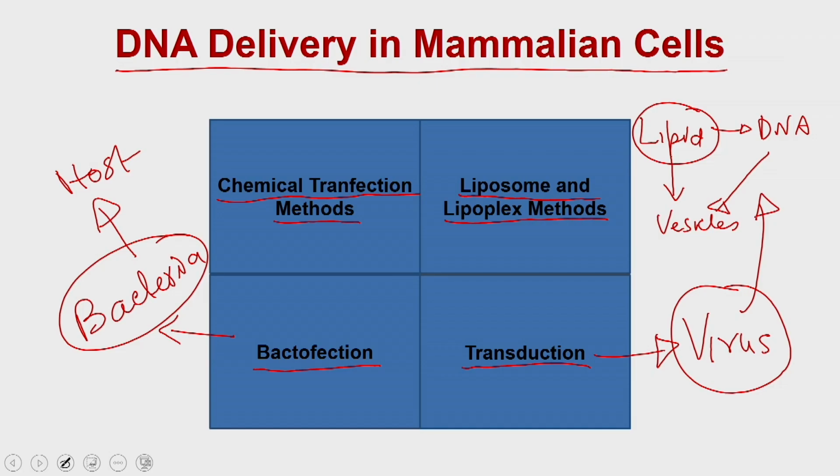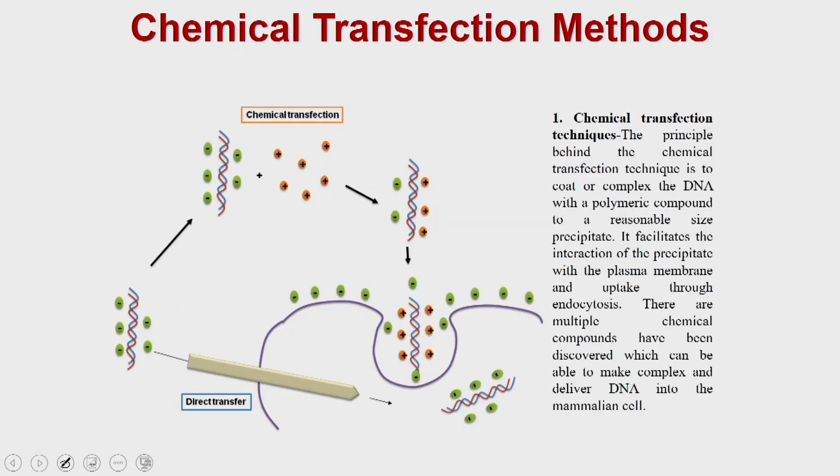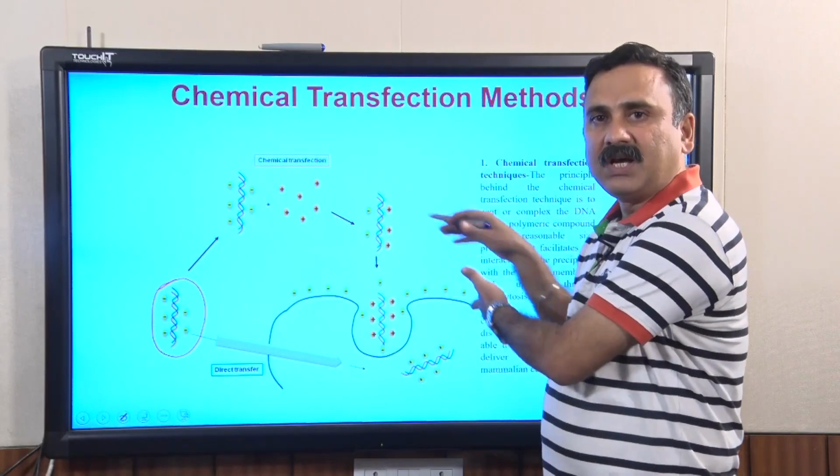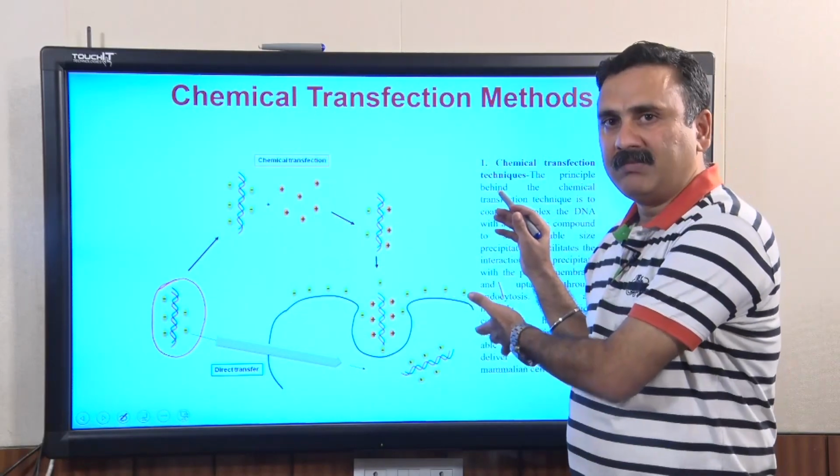So, let us start with the first approach, which is called the chemical transfection methods. In the chemical transfection method, as you know, the DNA is negatively charged. In one approach, you can take a syringe and directly transfer this negatively charged DNA into the cell, but this kind of thing is not easily possible, and it requires extraordinary infrastructure, such as microinjection, which can transfer the DNA into the mammalian cells.